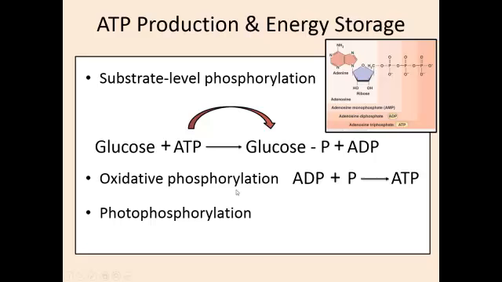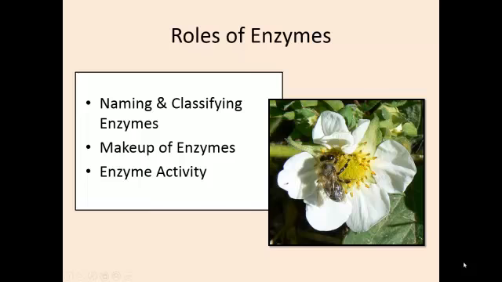It's pretty much the same as oxidative phosphorylation, but instead of consuming oxygen, we use light energy to accomplish this phosphorylation of ADP to ATP. In this chapter, we will be looking at all three of these types of phosphorylations and how ATP is either consumed or produced.